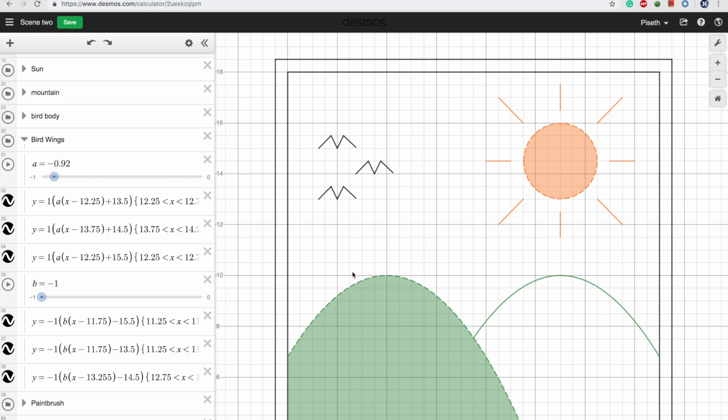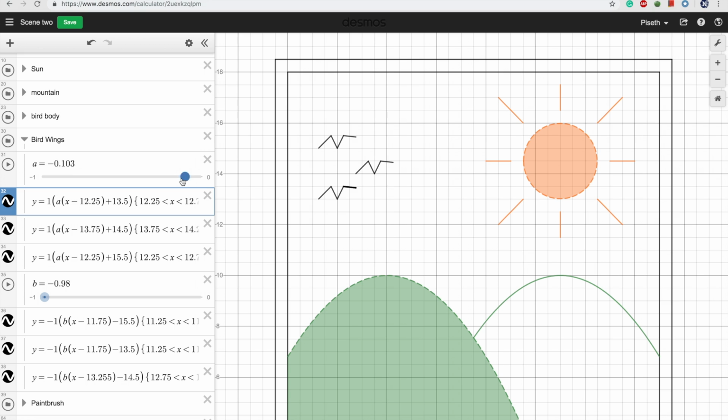So for the artwork part, I created two different equations for the wings, where one controls the right wing and the other controls the left wing. I did this because in order to move the left wing, this needed to be negative, and to move the right wing, this has to be positive.